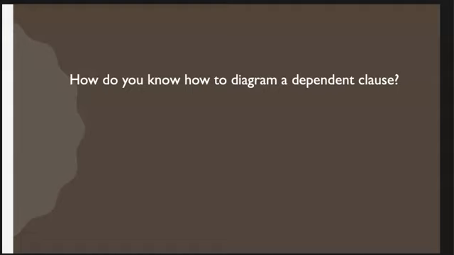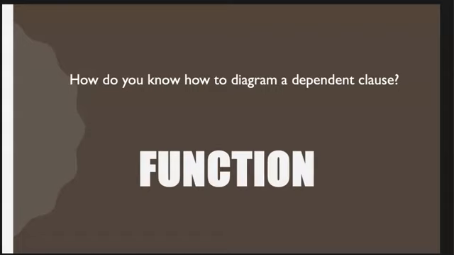I know that this is a lot. We'll do plenty of practice in class this week, so don't stress out. But ultimately, we come back to the same question. How are you going to know how to diagram a dependent clause? Well, you're first going to need to know how it functions to determine if it's adverbial, adjectival, or a noun clause, and then you'll be able to diagram it.